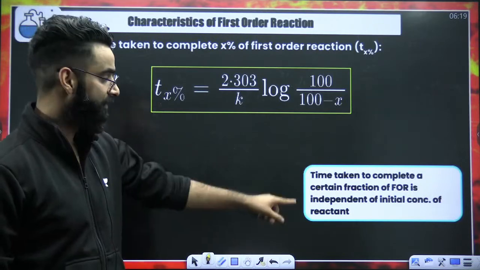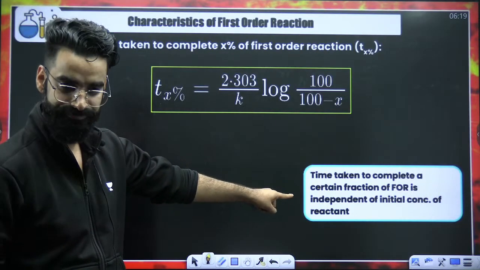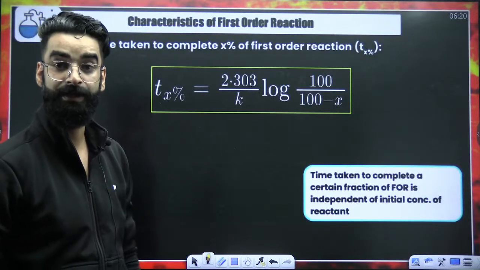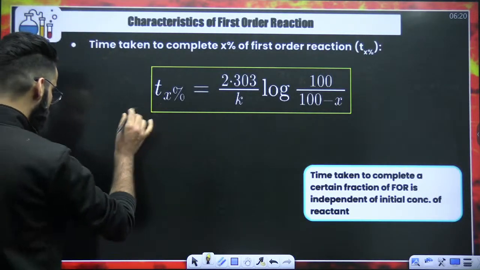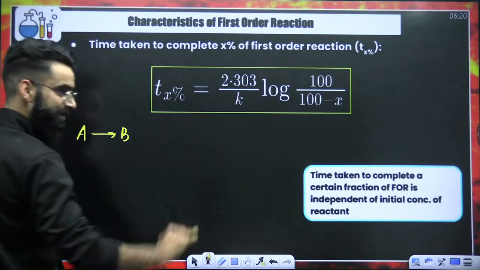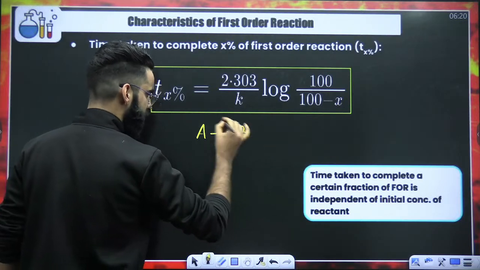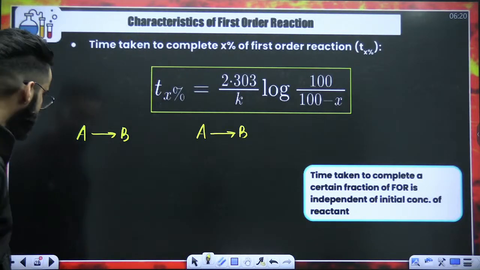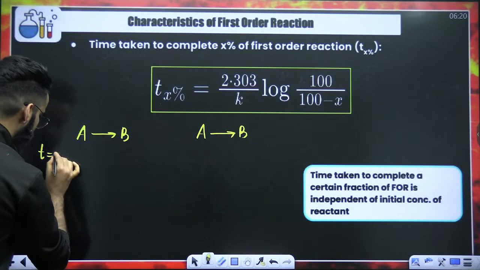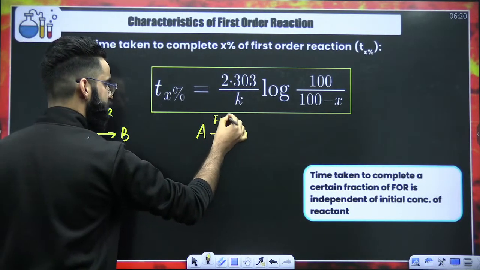My dear students, this particular result has got significance as well. Try to understand its significance. See what this statement exactly means. For example, you have got the reaction A gives B. Let's say it's a first order reaction, first of all. Absolutely, it is a first order reaction.